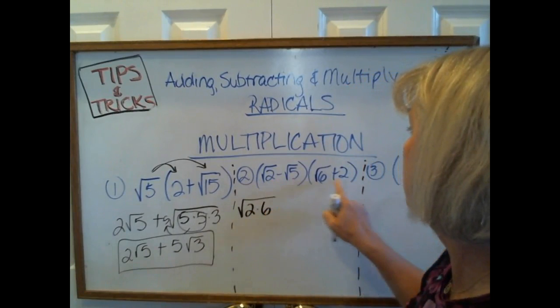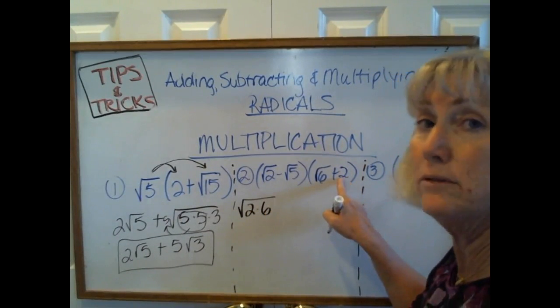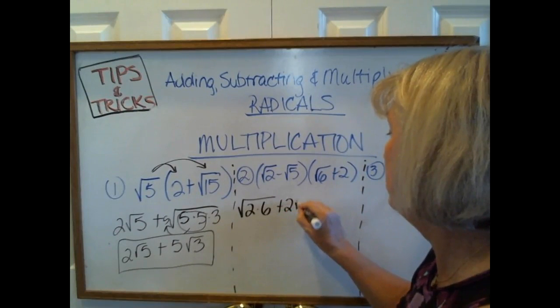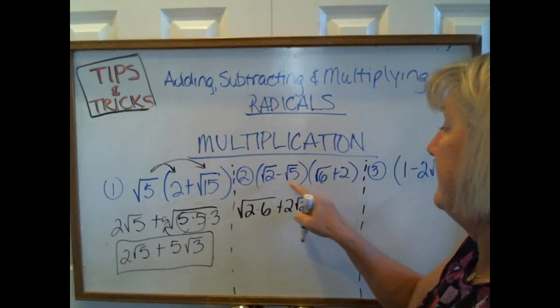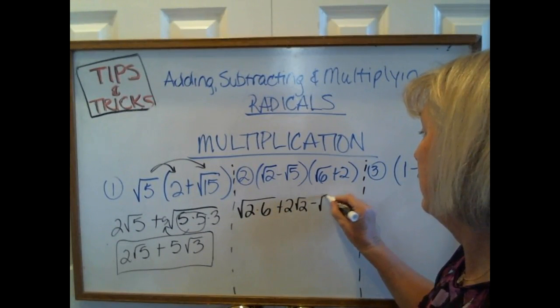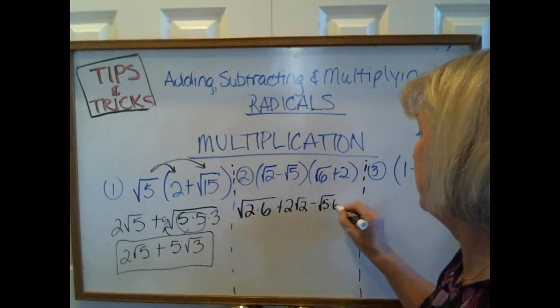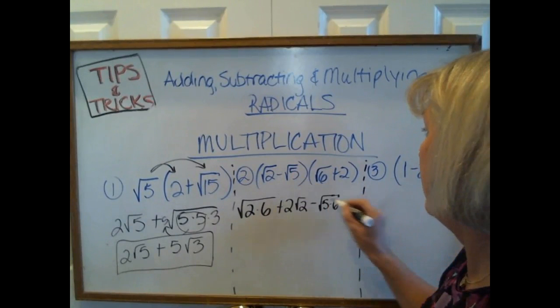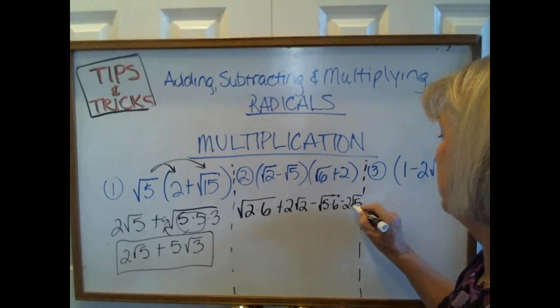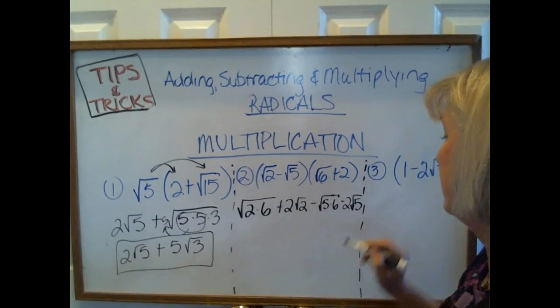The outside is root 2 times 2. The 2 is outside of jail. This 2 is inside of jail, so it's plus 2 root 2. The inside is minus root 5 times 6. And then the last is minus 2 root 5. Ran out of room there a little bit, but I think you can probably see this.